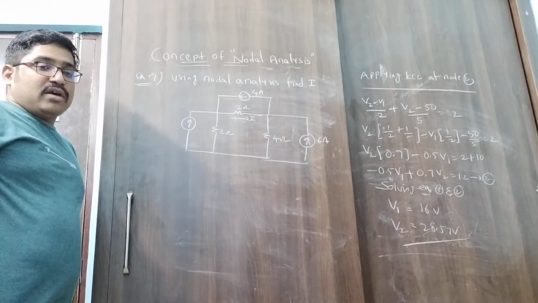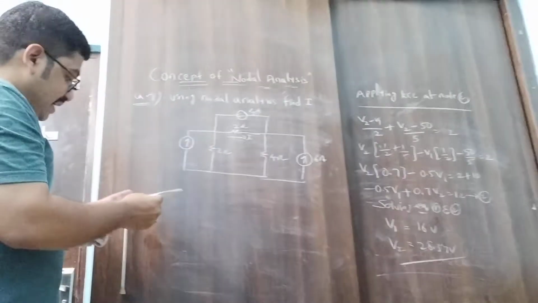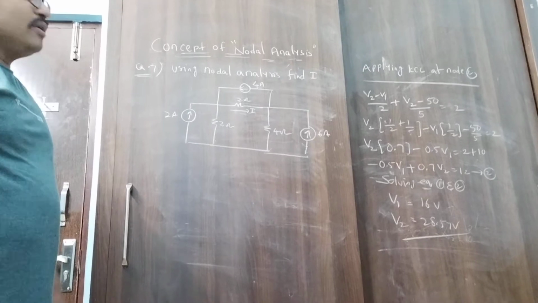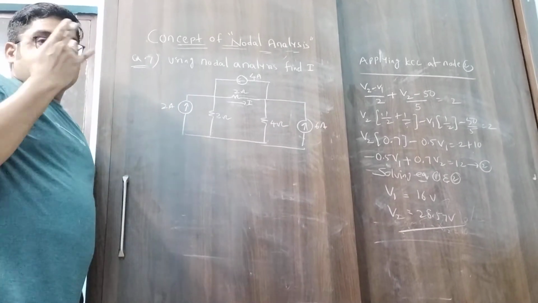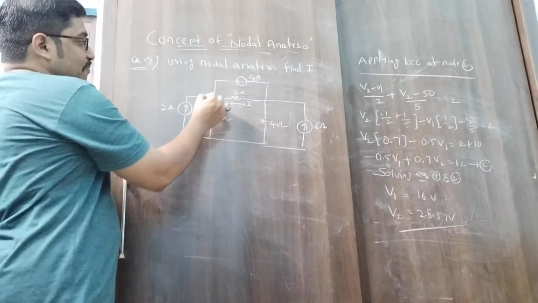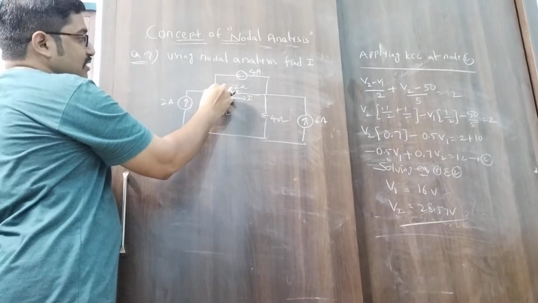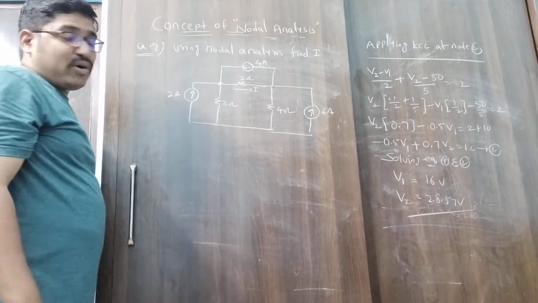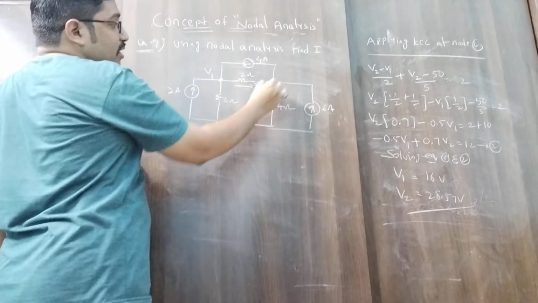First of all, you need to identify how many principal nodes are there in the given circuit. Let us select this one as a principal node, because three branches are connected to this particular point. This will be marked as V1. This will be marked as V2.